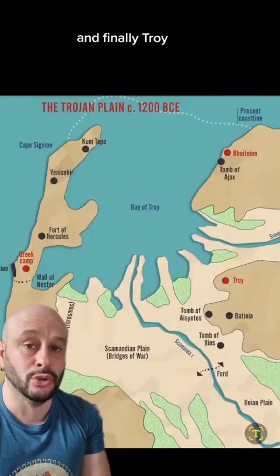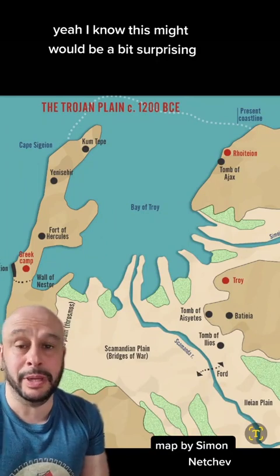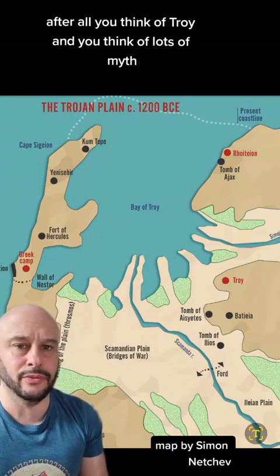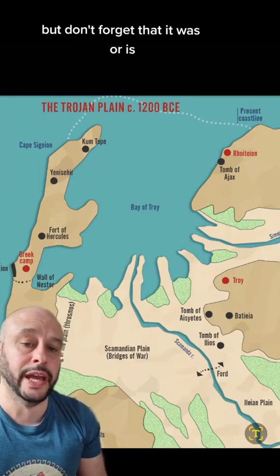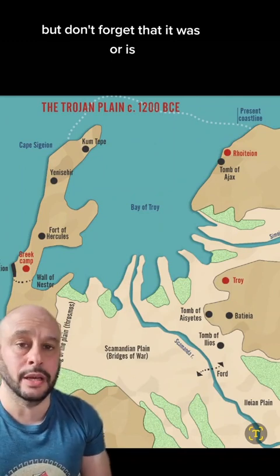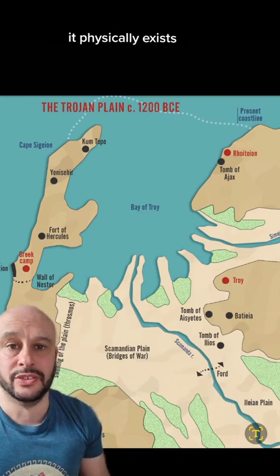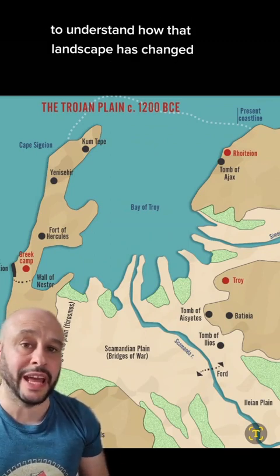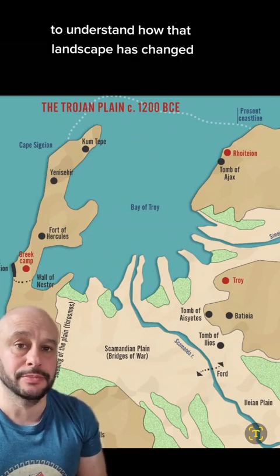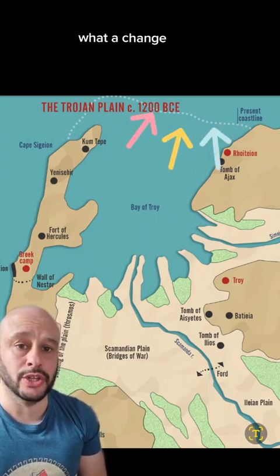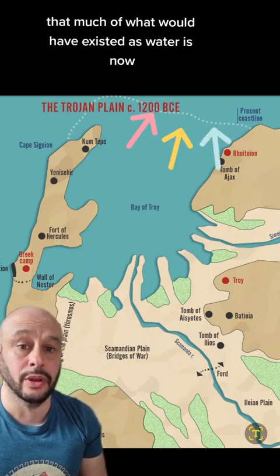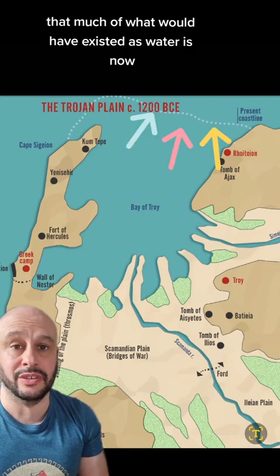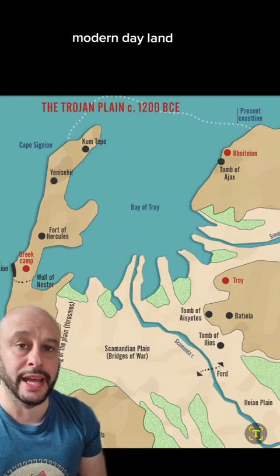And finally, Troy. Yeah, I know this would be a bit surprising. After all, you think of Troy and you think of lots of myth, but don't forget that it was or is an archaeological site. It physically exists. And as such, work's been done on the landscape around it to understand how that landscape has changed. And as you can see, what a change. The present day coastline means that much of what would have existed as water is now modern day land.